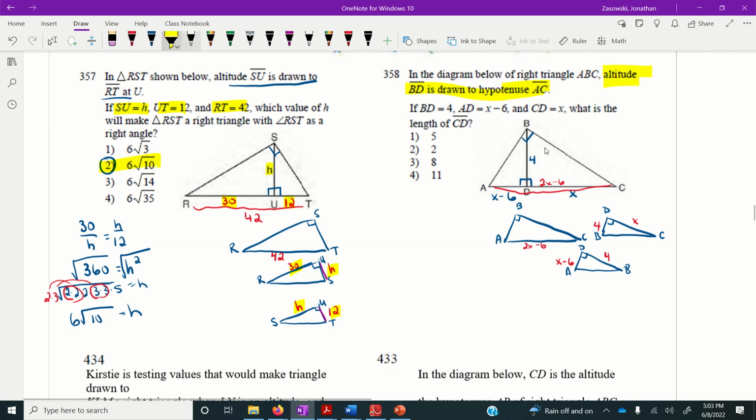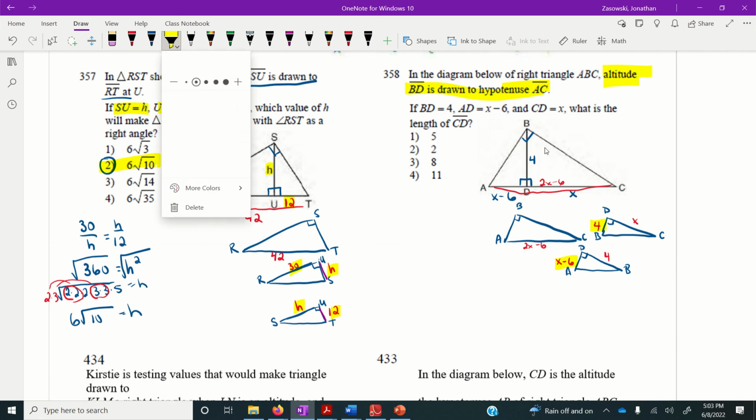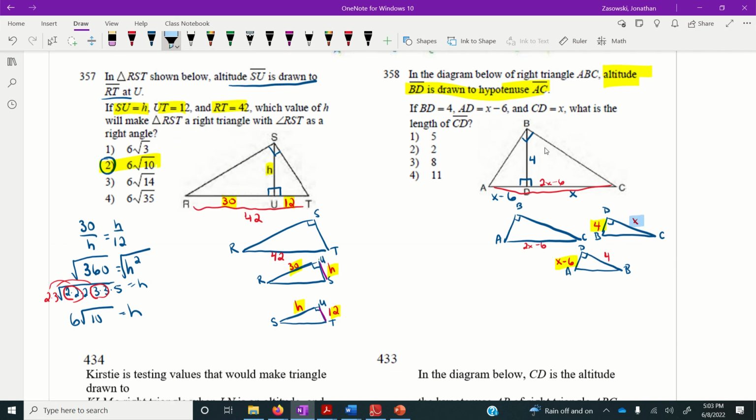So notice that we have 4 and x minus 6 that correspond here, okay? And then we also have x and the 4 here that correspond. So we can go ahead and make a proportion with those sides. So we can say that 4 over x minus 6 is equal to x over 4. And then we can cross multiply.